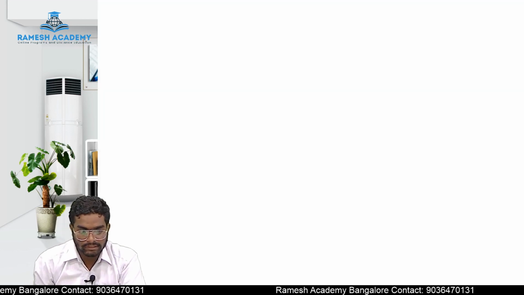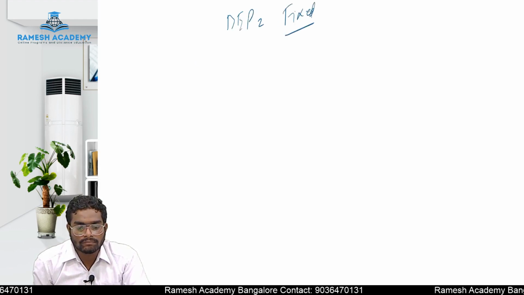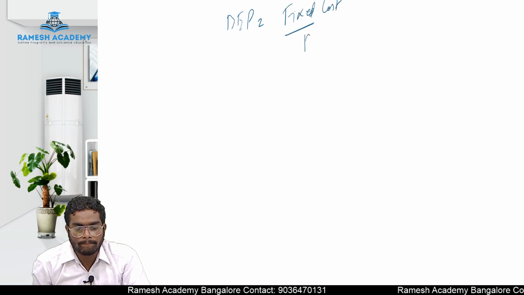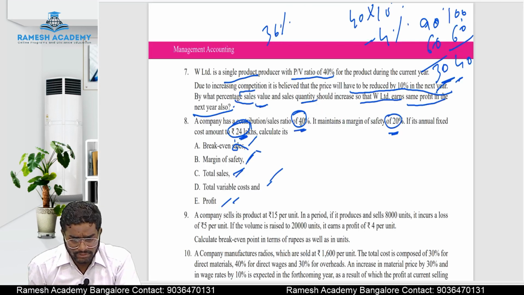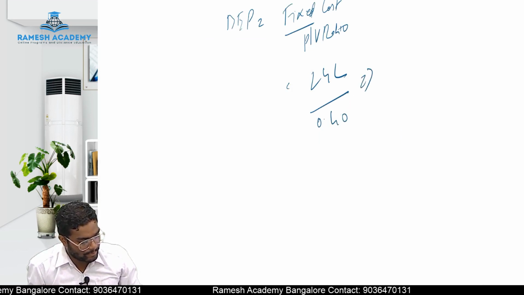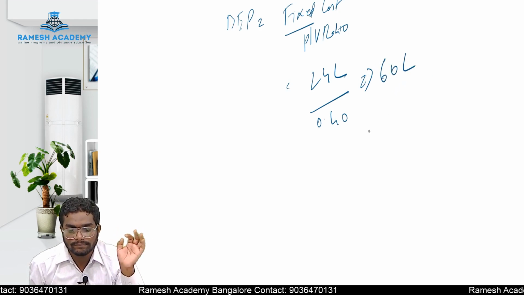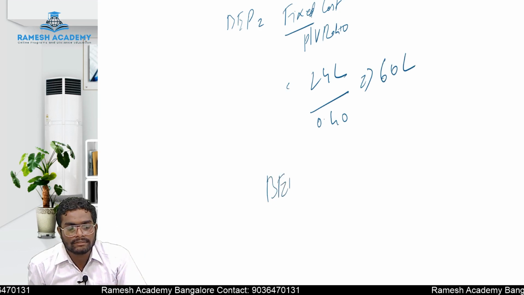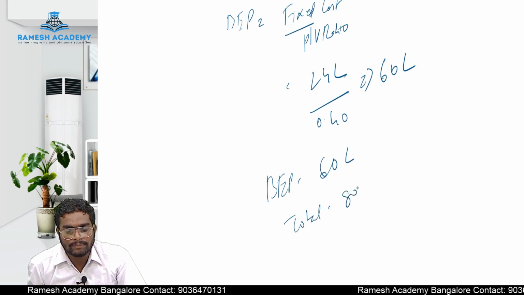Now first I will calculate the BEP. BEP is fixed cost divided by PV ratio. My fixed cost is 24 lakh and the PV ratio is 40%. So what will be my answer? 24 divided by 0.4 is equal to 60 lakh. That is my BEP. BEP is 60 lakh, which means 80% of total.